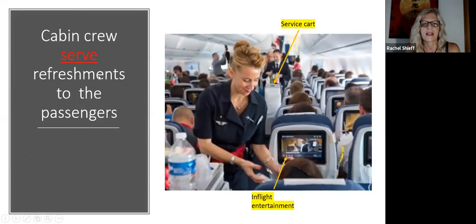Right, next sentence. Cabin crew serve refreshments to the passengers. Here we have some additional vocabulary, the service cart, the in-flight entertainment, and here we have the cabin crew and the passengers seated already. So cabin crew serve refreshments to the passengers.